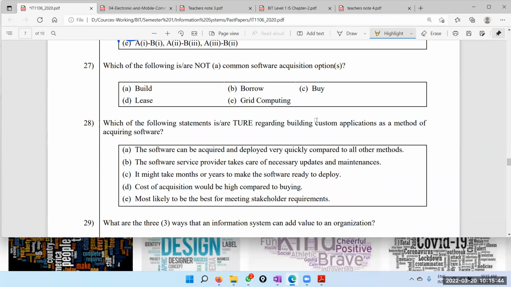Right. 27. Which of the following is or are not a common software acquisition option? Right. Acquiring software. Okay. So this has a lot of options. I think this is mentioned in your reference book or maybe your note as well. Of course, if you want, we can build it, which is very rarely done. Usually the business organizations don't like to build software because it's time consuming and you don't have the necessary experts and you have to concentrate. You cannot deviate your focus from your business to something else. But anyway, yes, possible.